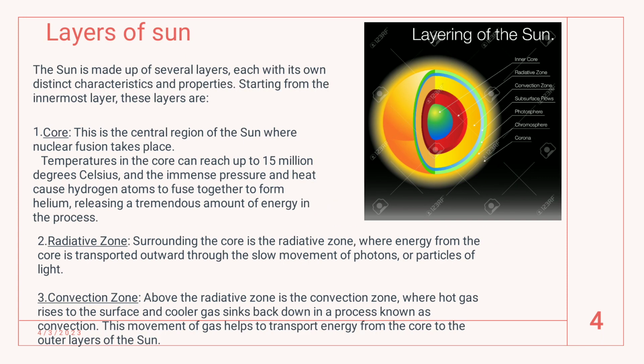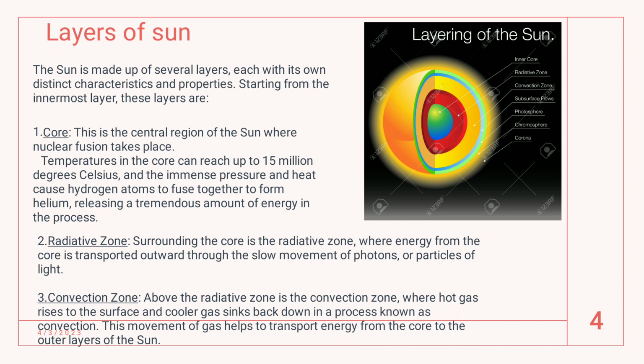Now comes the layers of the sun. We'll see the different layers of the sun. The sun is layered into 6 different zones. Starting from the innermost layer, the first is the core. It is situated at the center region of the sun where nuclear fusion takes place.